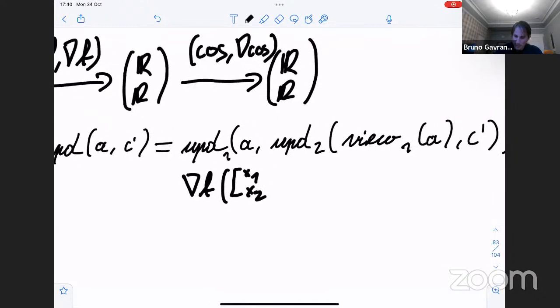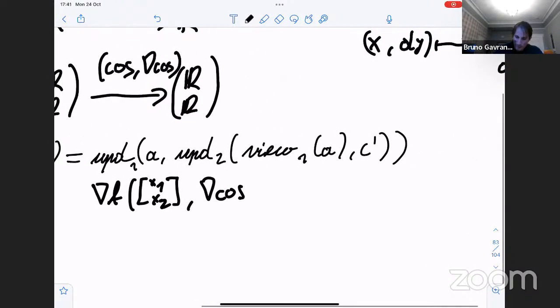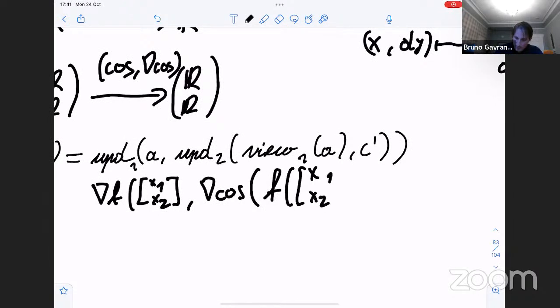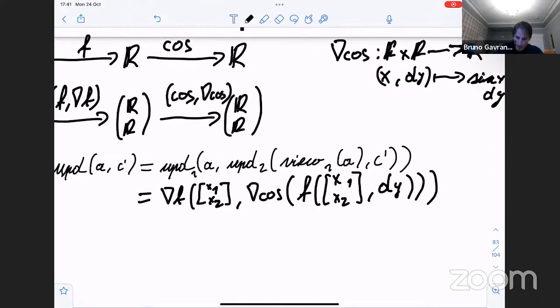Maybe I'll zoom in a bit. Instead of update 2, we're going to have the gradient of cosine. And instead of view 1, we're going to have f. So this is going to be x1, x2. And I'm going to call the output change dy. So this is the same.